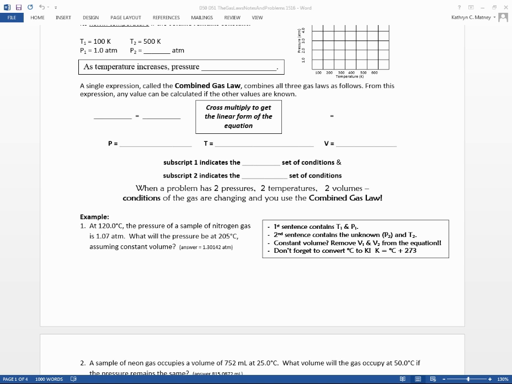What would be some volume units we might see? Liters. Oh, look at you. Centimeters cubed. Woo! She's hot today. All right, what else? Grams. That's mass.